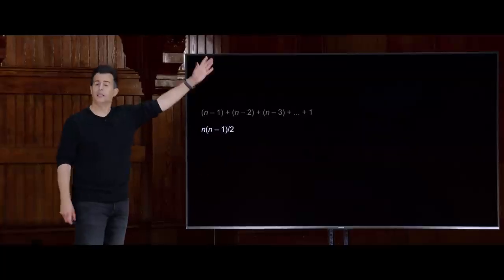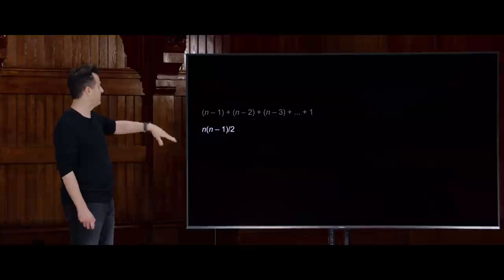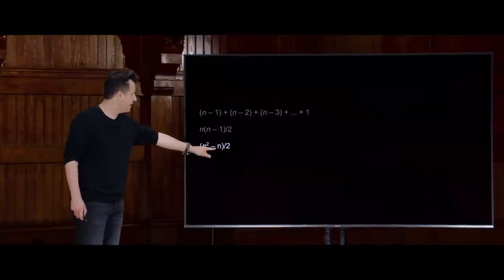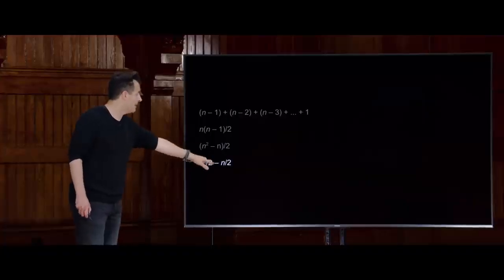And sort of trust me or take that on faith, but that's what it equals. Now we can apply some high school style multiplication. So we've got n squared minus n by distributing the n, all divided by 2. And if I divide that out, I've got n squared divided by 2 minus n over 2.